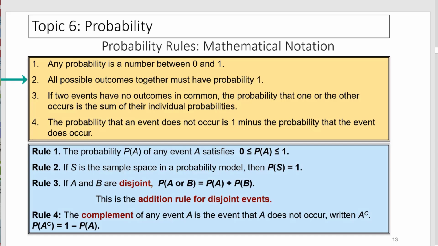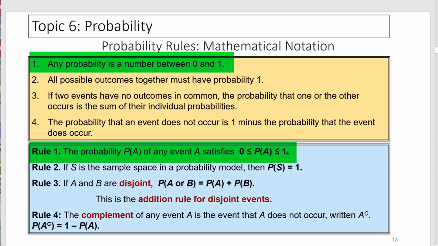All possible outcomes together have a probability of 1. Now, if 2 events have no outcomes in common, the probability that one or the other occurs is the sum of the individual probabilities. And the fourth rule is the probability that an event does not occur is 1 minus the probability that the event does occur. So let's see what those rules look like. Those are the words of it. Let's see what they look like.